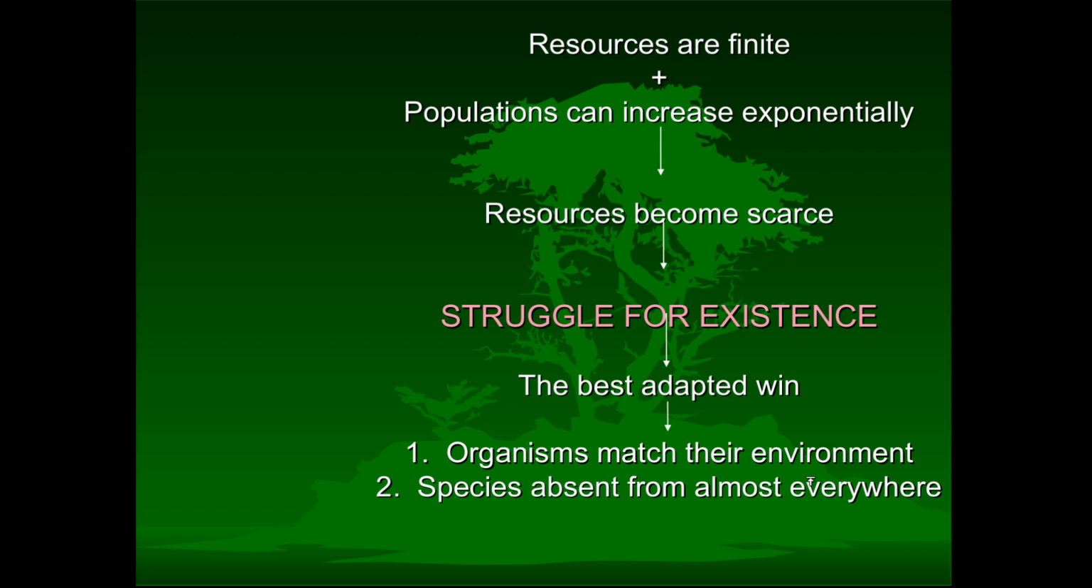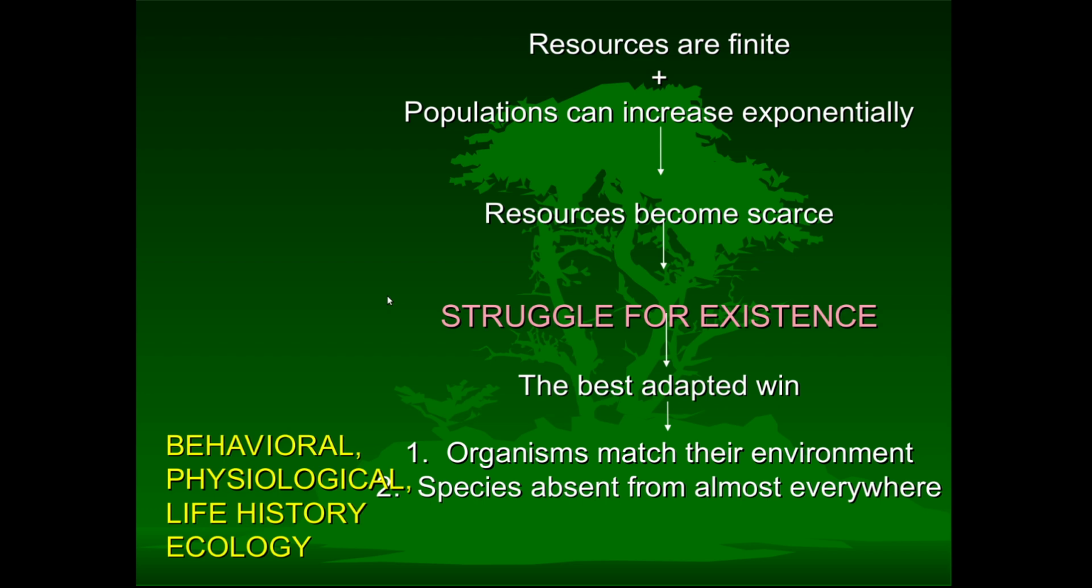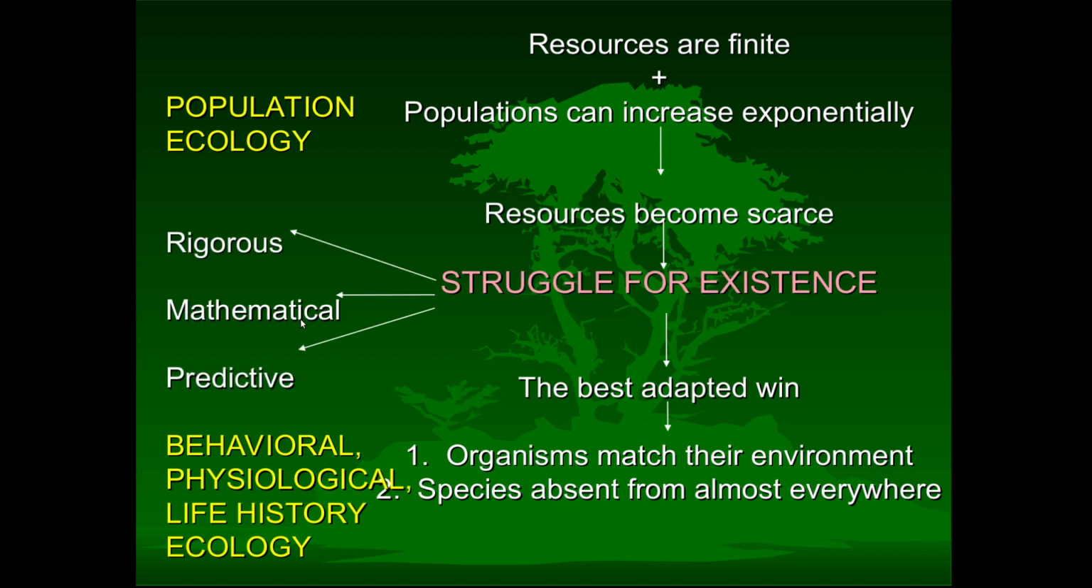And in Unit 1 of this course, we discussed these outcomes, and understanding how organisms are adapted to their environment is organismal ecology, which has two fundamental approaches, and these are behavioral and physiological. So population ecology, in part, is the study of the mechanisms that produce the outcome of adaptation. And the goal of population ecology is a rigorous and mathematical and predictive theory of the mechanisms that are responsible for the struggle for existence.